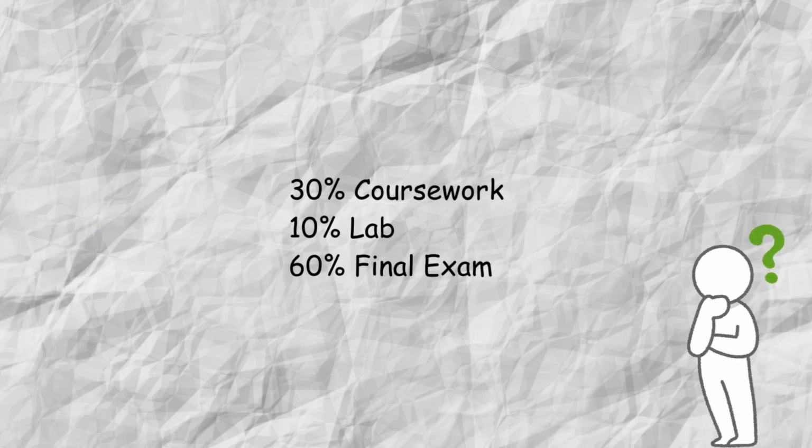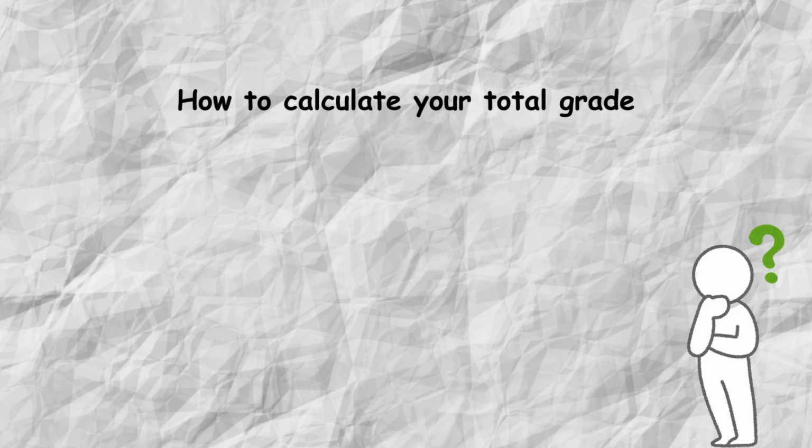Imagine your course is made up of 30% coursework, 10% lab, and 60% final exam. Here's how you calculate your total grade. Coursework, you scored 80% and it weighs 30% of your total grade. Lab, you scored 70% and it weighs 10% of your total grade. Final exam, you scored 65% and it weighs 60% of your total grade.